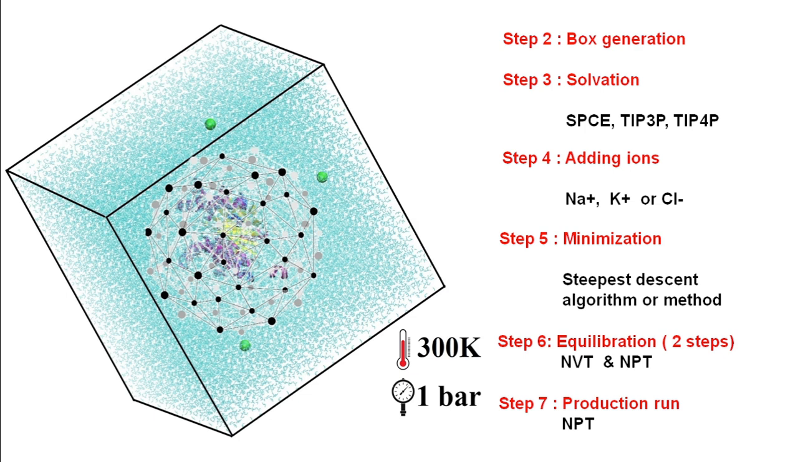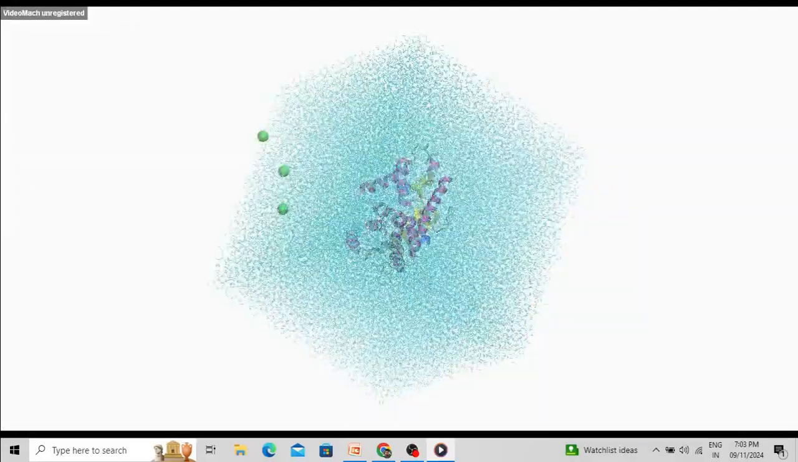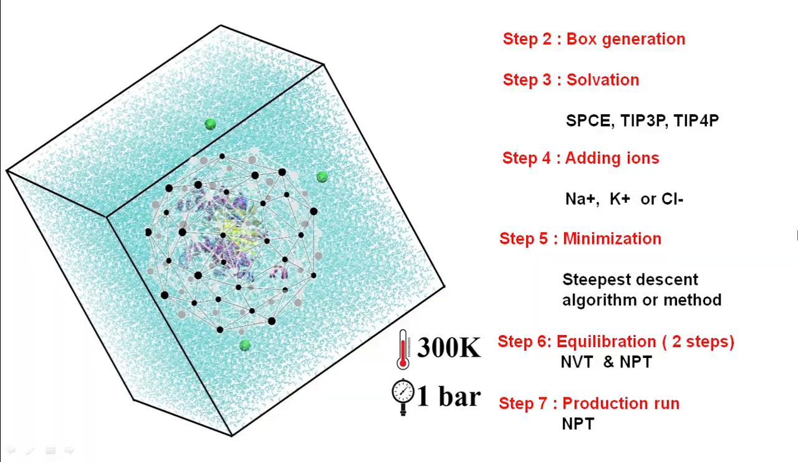And when we run this MD simulation, I am showing you how the whole system looks. So this is the system, ions, water molecules, everything is moving, the simulation is running. These are the general steps which are followed in different molecular dynamics simulation software.